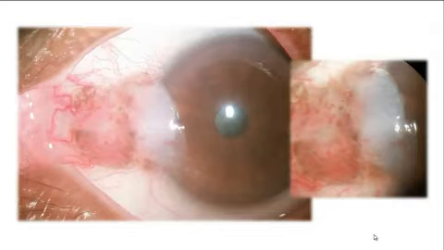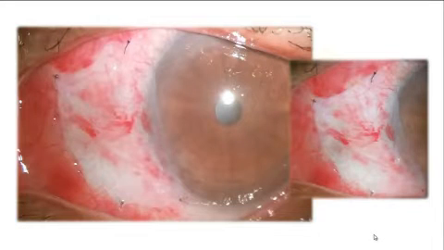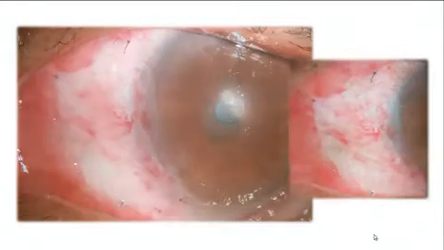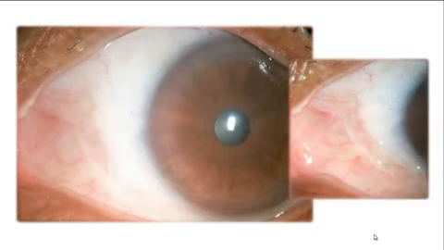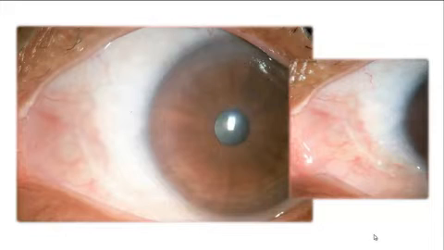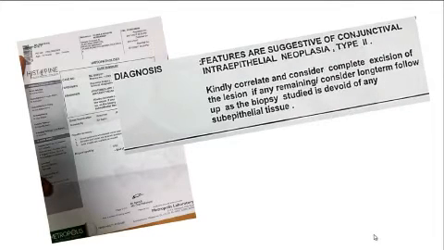Now this is the pre-op picture. This is on day 1. This is on day 7, within a week, and this is in 2 weeks' time. Now this is the histopathology report, which said there are features suggestive of conjunctival intraepithelial neoplasia type 2. There is also a note to consider long-term follow-up of the lesion.